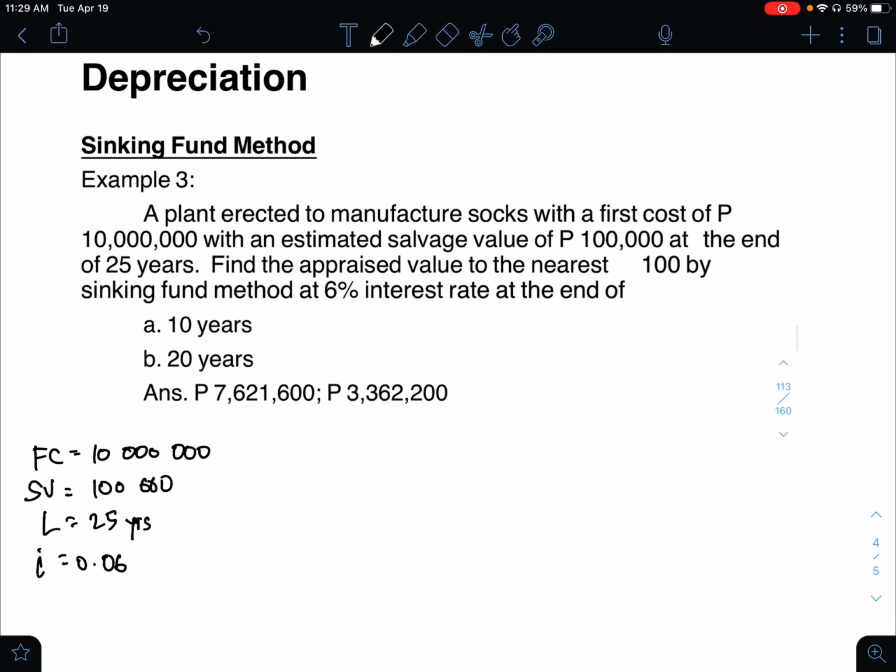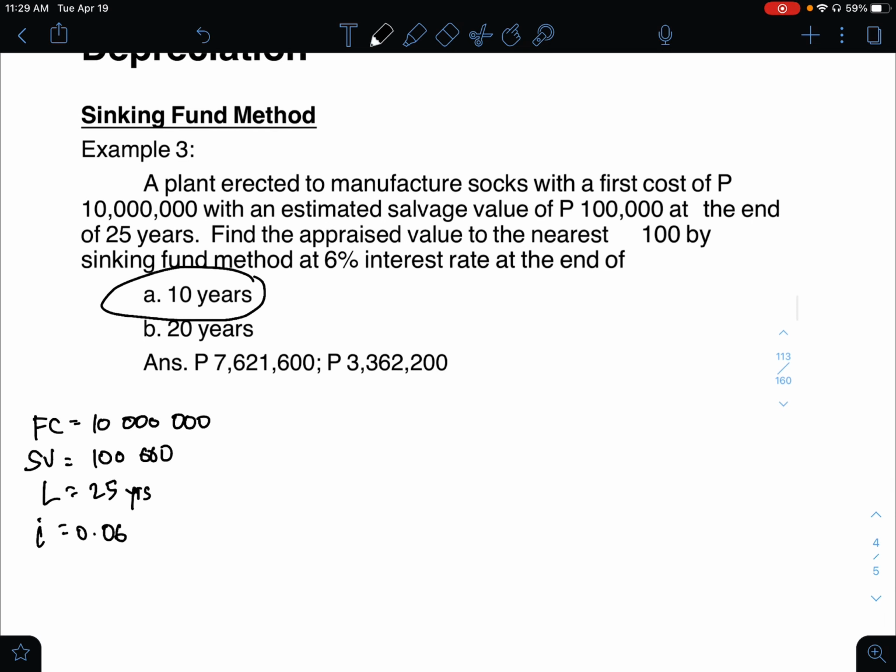So for letter A, what we are looking for here is the book value at 10. A, to the nearest 100. To the nearest hundreds. So ones, tens, hundreds. Earlier in the problems class, it is not required to use the whole decimal, since it is to the nearest 100. So ones, tens, hundreds. So two decimal places only.